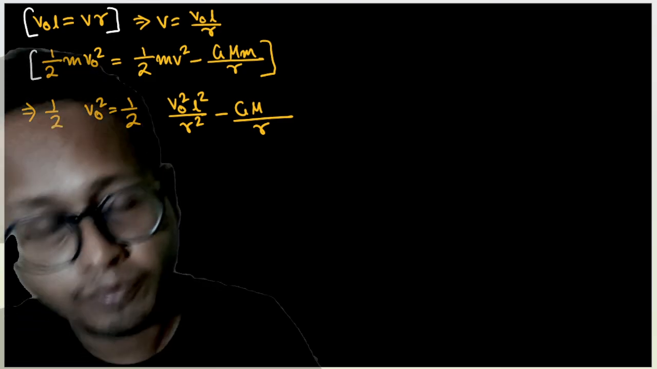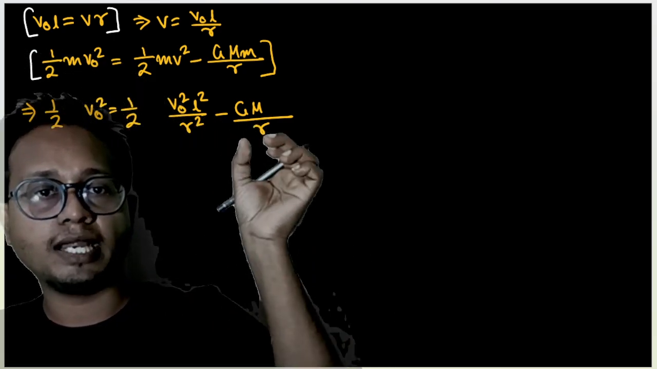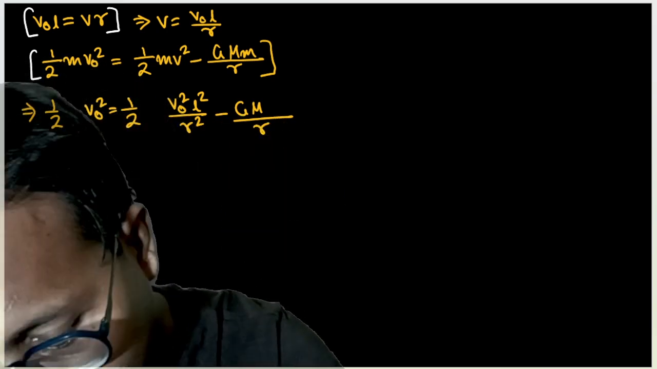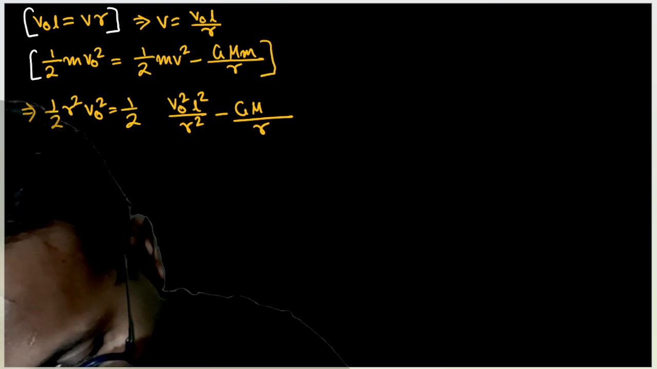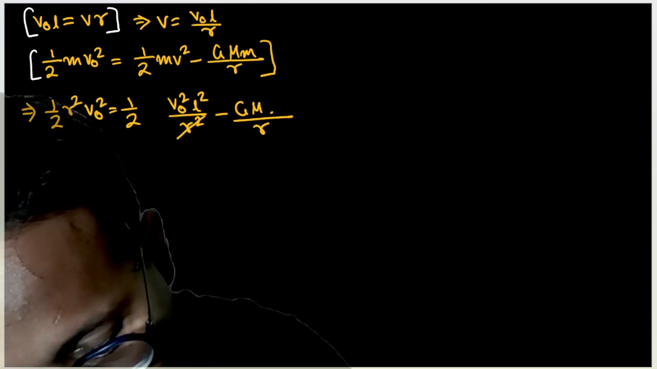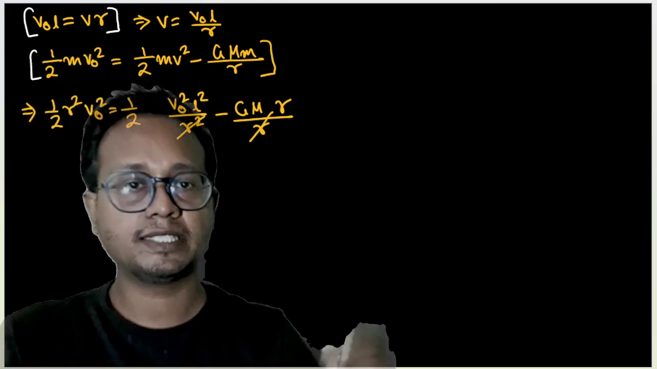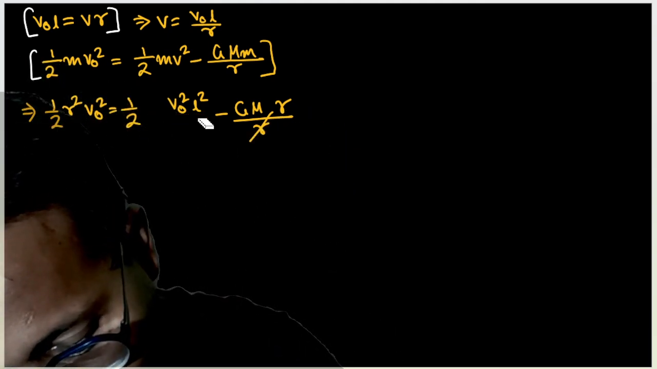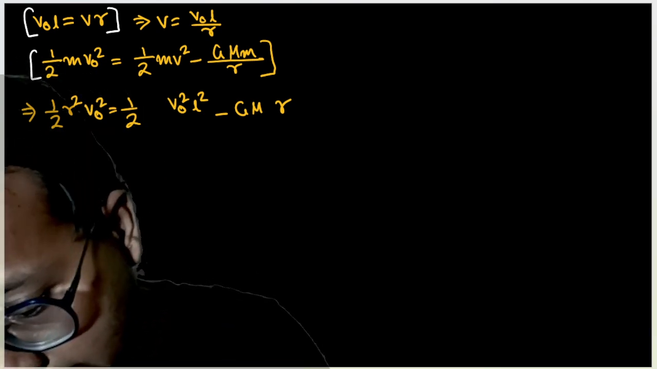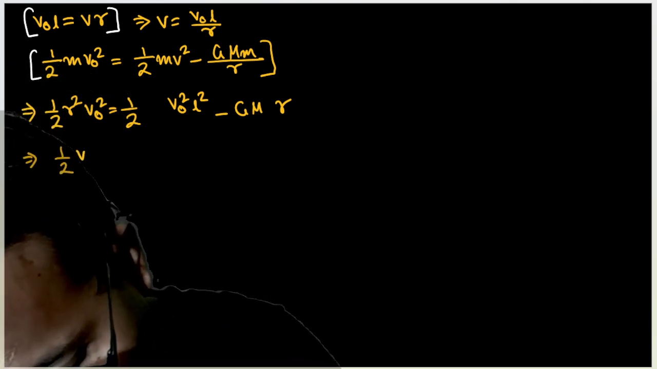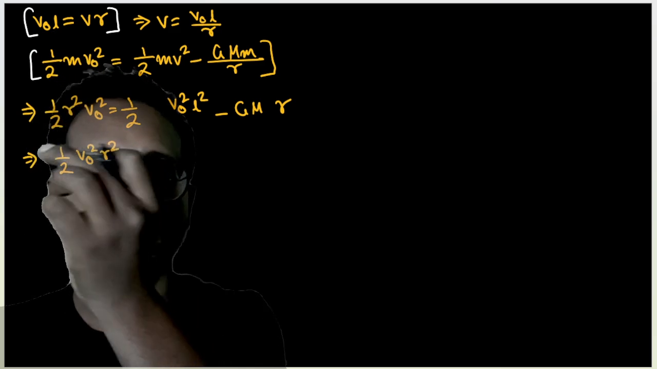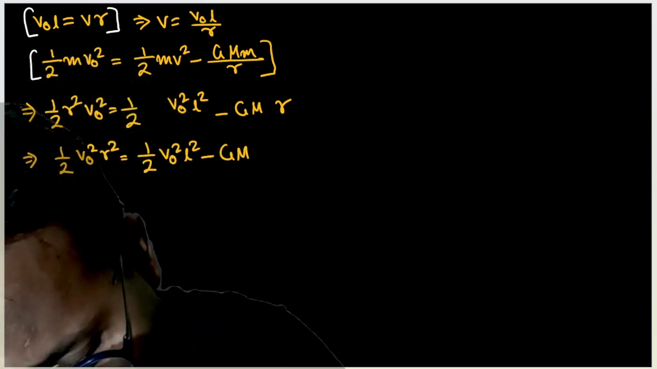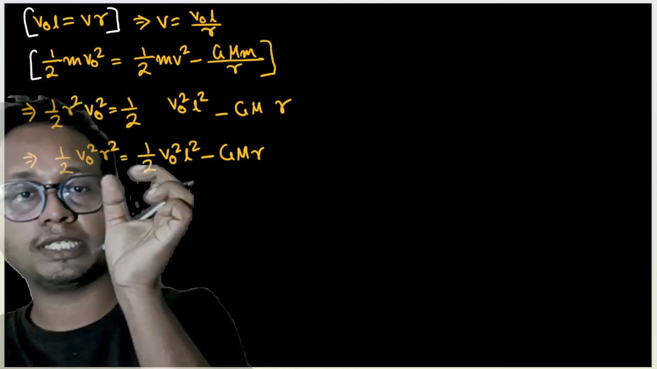Now this is a quadratic in r. However, the variable r is in the denominator. So what do we do? We multiply every term by r square. If I multiply here by r square, it becomes r square. Here, if I multiply this term by r square, r square and r get cancelled and we are left with r. So let's make this neat and clean. I get our equation to be half v naught square r square is equal to half v naught square L square minus GMr. Now I have a quadratic equation in terms of r.